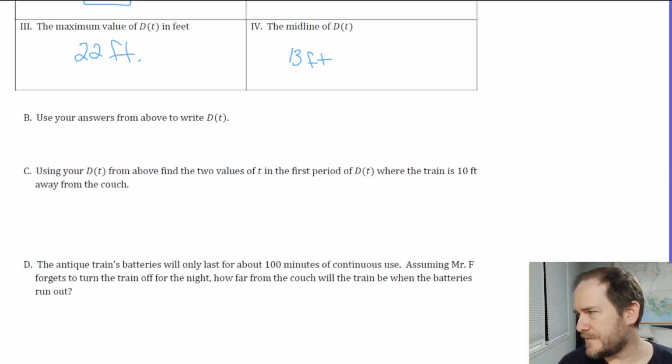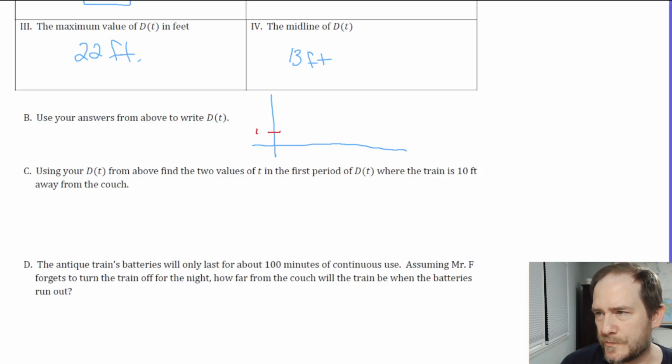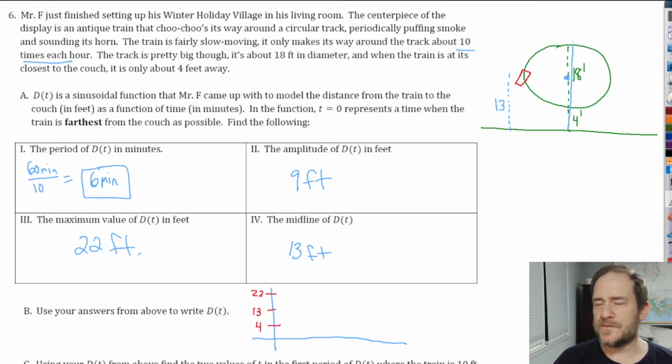And there's some info that I've missed. So right now I feel pretty confident in all my vertical dimensions. We said at the closest will be 4 feet away, at the farthest will be 22 feet away, and when we're in the middle, we'll be 13 feet away. So that's the easy part. The less easy part is, what function do we even want to write?